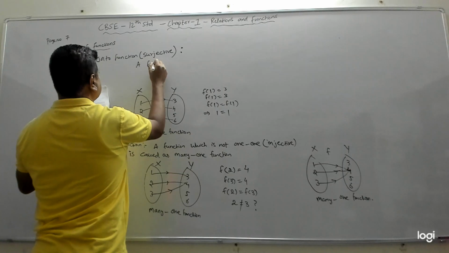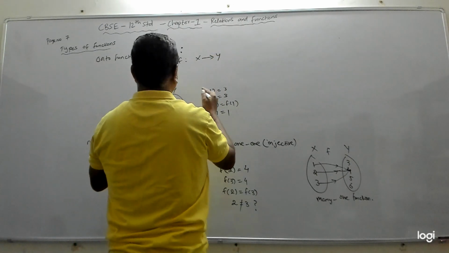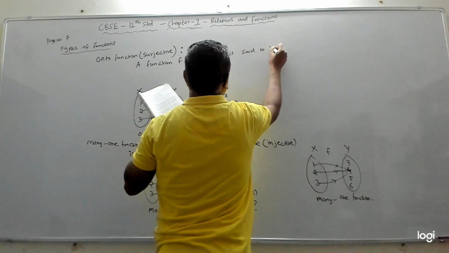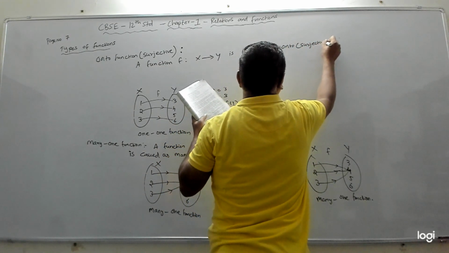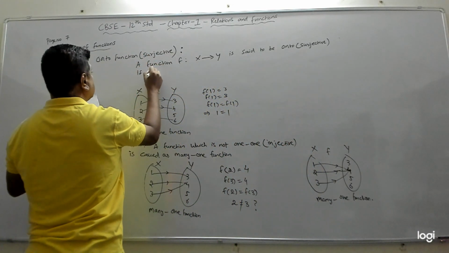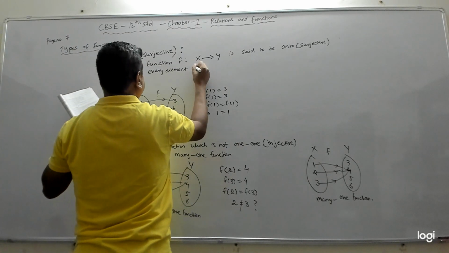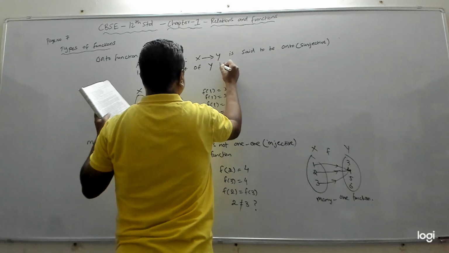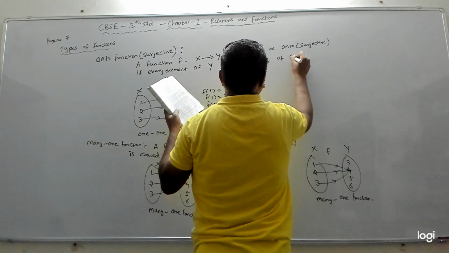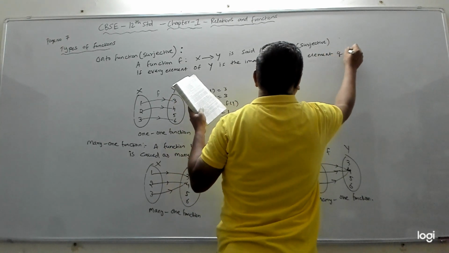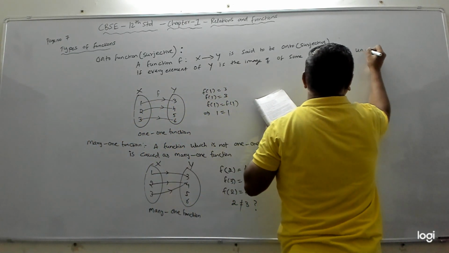So a function f from set X to set Y is said to be onto (in bracket, surjective) if every element of Y is the image of some element of X under f, under the function f.